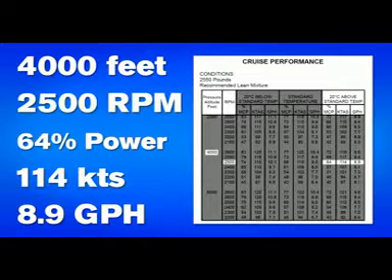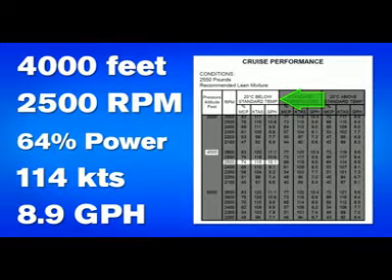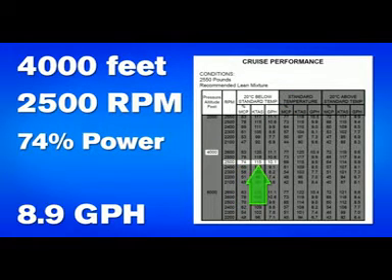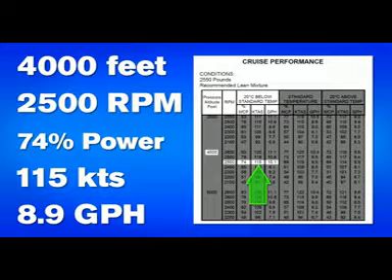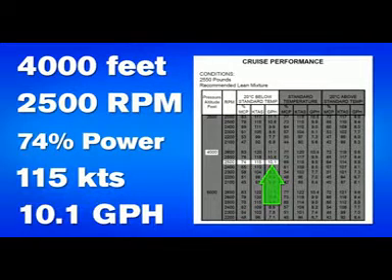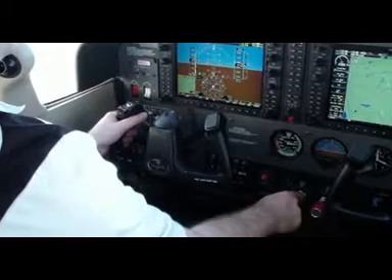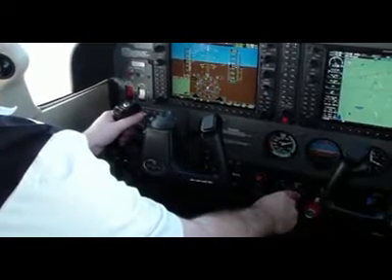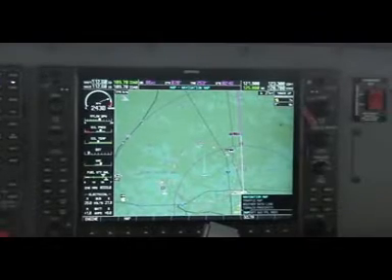If the temperature were to drop to negative 13 degrees Celsius, the increased air density would boost the engine power to 74%, increase the speed to 115 knots, and consequently also increase the fuel burn to 10.1 gallons per hour. The different power settings available at each altitude give the pilot more flexibility in flight planning and choosing the one that best fits the flight plan.